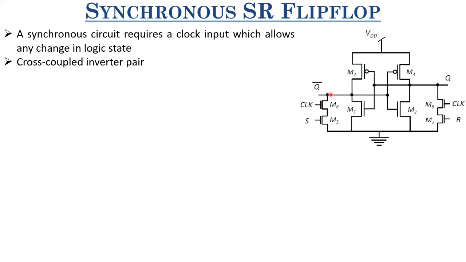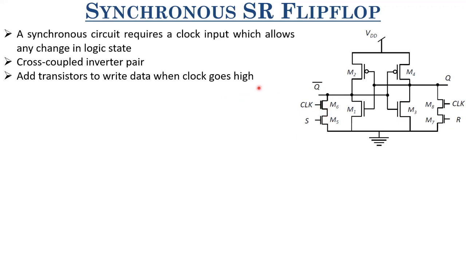In order to write the values of Q and Q bar, you have S and R. So you have this inverter, then you have the second inverter like this, forming a feedback loop. And in order to write new values of Q and Q bar, you have these S and R inputs. And you just add a clock input as well, adding MOSFETs so as to write data when the clock goes high.